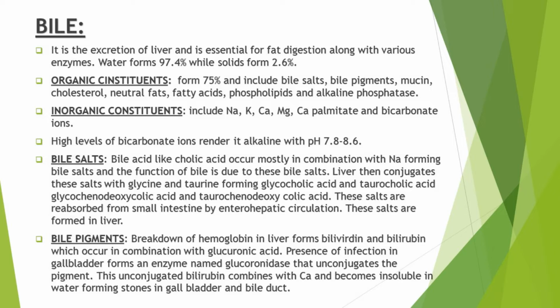The composition of bile is such that it contains 97.4% water, while 2.6% solids. Out of this 2.6% solids, there are organic constituents and inorganic constituents present in the bile. The organic constituents of bile form 75% and include bile salts, bile pigments, mucin, cholesterol, neutral fats, fatty acids, phospholipids, and alkaline phosphatase. While inorganic constituents include sodium, potassium, calcium, magnesium, calcium palmitate, and bicarbonate ions.